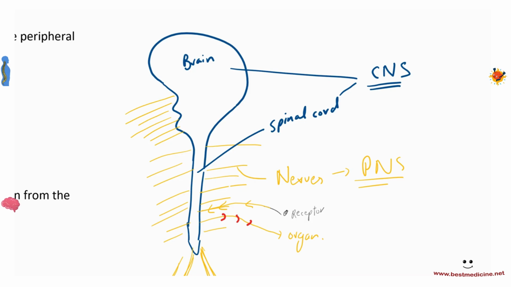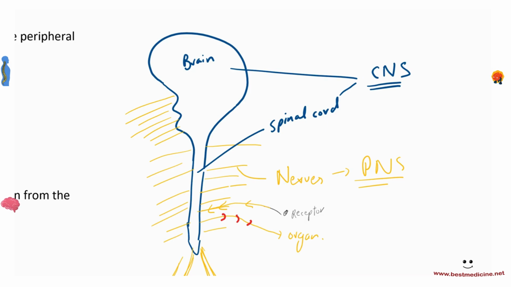Okay, the brain and spinal cord are only involved in receiving this information coming from nerves, interpreting it, understanding it, and coordinating a response and sending that response to a nerve. And then the nerve, which is part of the PNS, will take it to the effector organ. Okay? Now here's the thing.